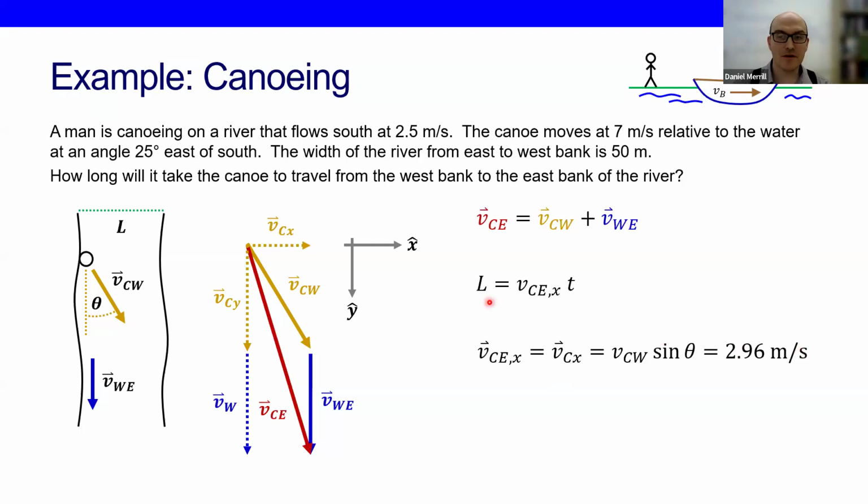So 50 meters is equal to 2.96 meters per second times the time it takes to get across the river, which means if I rearrange this, I can find out the time it takes to get across the river. That's 50 meters divided by 7 meters per second times sine of 25 degrees. Putting all that together, I got 16.9 seconds. So it's going to take this person 16.9 seconds to get across the river.